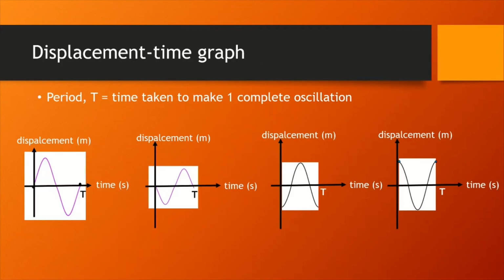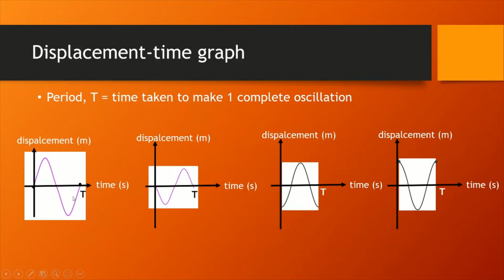The second graph that we're going to learn is the displacement against time graph. Now, let's recall the meaning of period. Period means the time taken to make one complete oscillation. Can you remember what one complete oscillation is? This is one complete oscillation. This is another example of one complete oscillation, from trough to the next trough, or from crest to the next crest. Here shows 4 different complete oscillations. Each one of these is one complete oscillation.